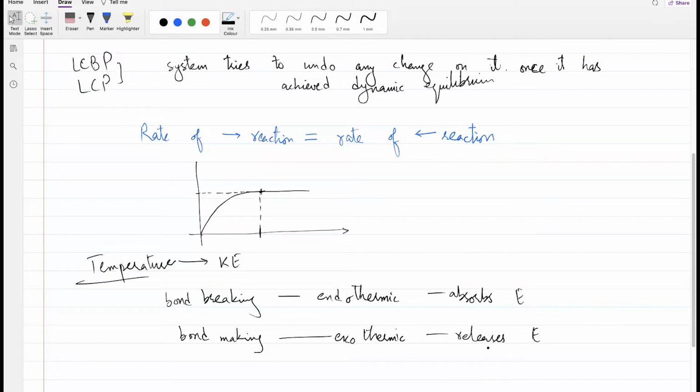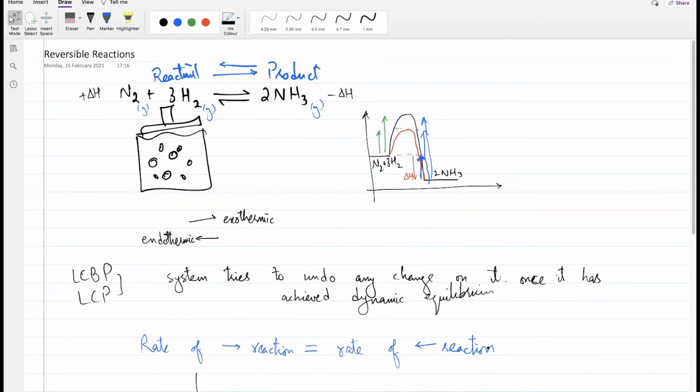That means if you're giving them more energy, then they already have extra energy. Then they will try to undo it. Remember LCP? System tries to undo any change on it once it has achieved equilibrium. The system is at equilibrium. You give it more energy, which means you increase the temperature. It will try to undo it, which means it will try to absorb that energy. Absorb करेगा तो क्या करेगा? Endothermic side पे जाएगा. So what have you done? You have shifted the equilibrium to the endothermic side. In this particular example, it will go to the left.